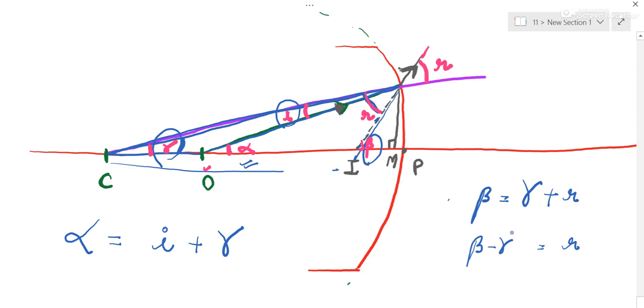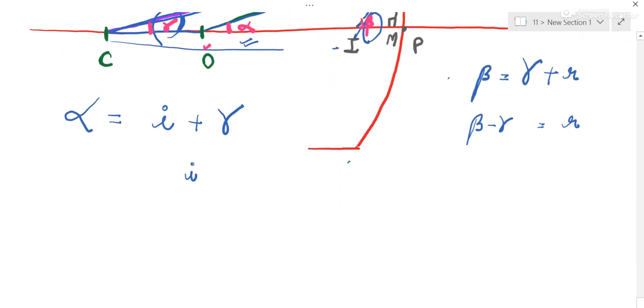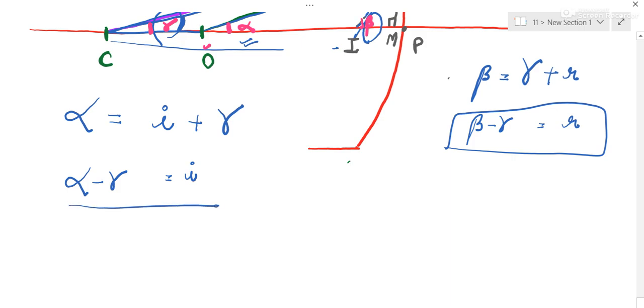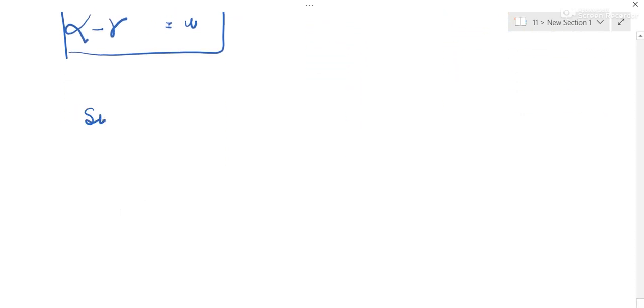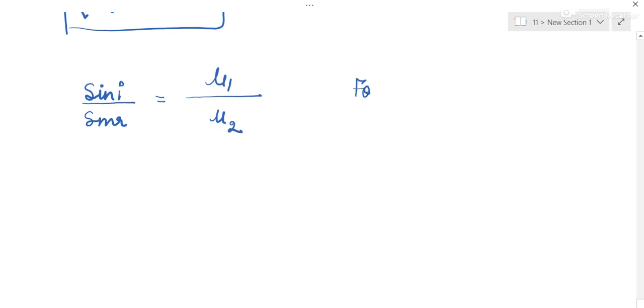You just confirm your angles properly after drawing the ray diagram. Now, see, this is glass. You are going from denser to rarer. So this is glass, this is medium 2, this is medium 1, this is air. So we are ready with I. I is coming as alpha minus gamma, and R is coming as beta minus gamma. So let's use Snell's law. Just keep in mind that this time sin I by sin R would be equal to, where are you going? We are going to air. So mu 1 up, mu 2 down. Okay. Then, for smaller angles, what do we have?